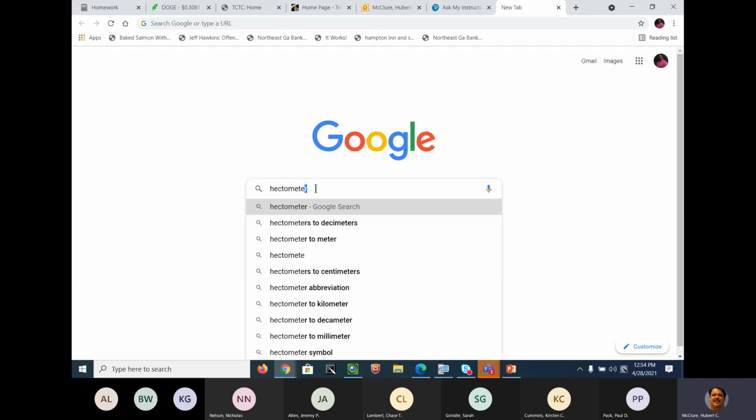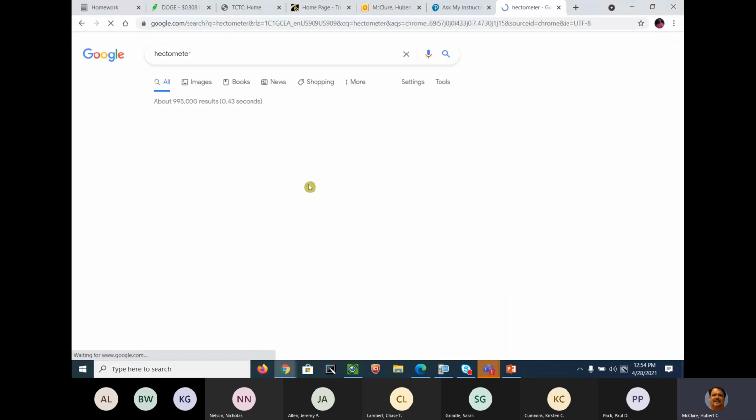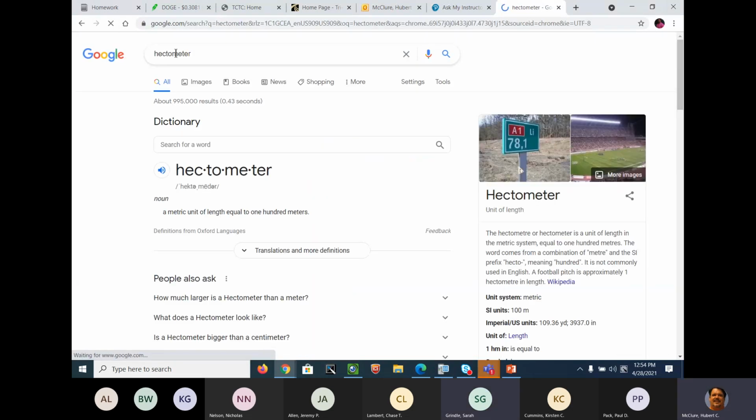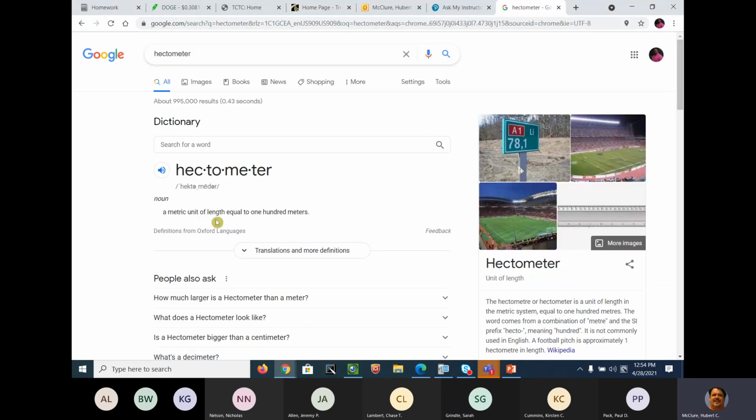Hectometer. A metric unit of length equal to 100 meters. Oh, that's hecto. King Henry died drinking chocolate milk. That's H. Okay. I thought it was asking for area. I was thinking of a hectare. I'm sorry. I wasn't reading it right.